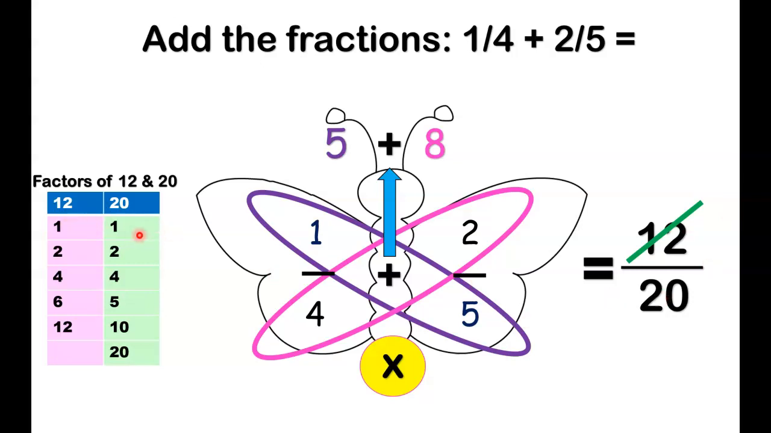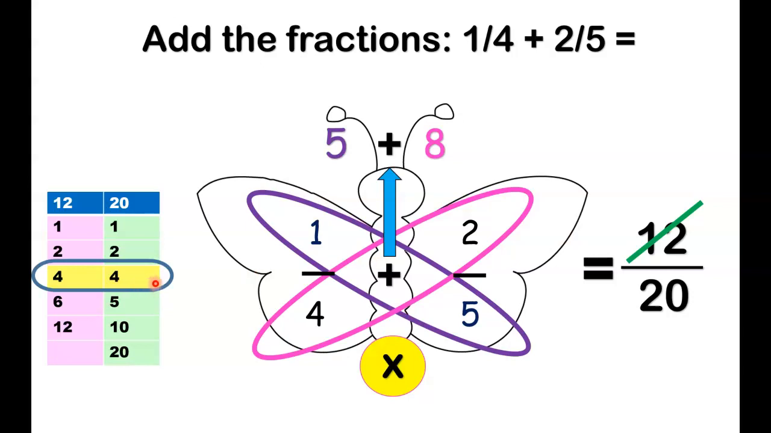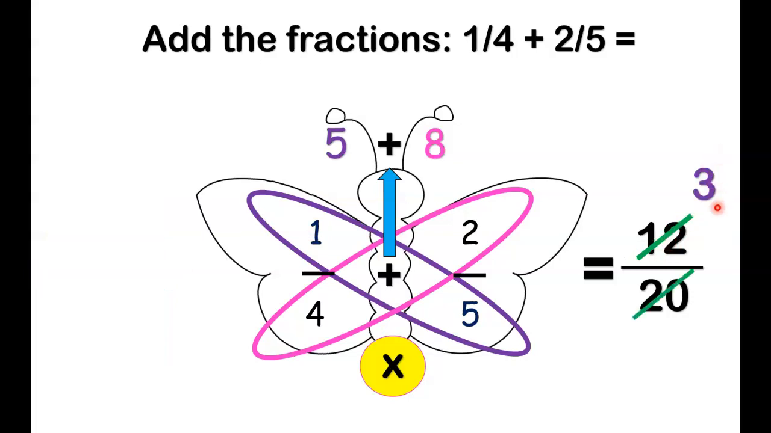So even though 1 is common, we don't want to use that because we'll get back the same fraction, and 2 is common. It will give us a simpler form of fraction, but it will not be the simplest form. So of course we want to use 4. It's common in both numbers, and it is the highest number that is common in both numbers. So let's go right ahead and say 4 into the number 12. That will give us 3.